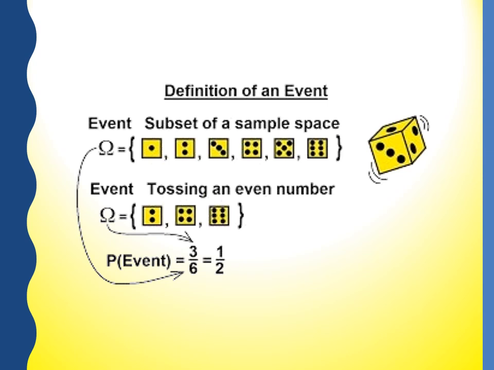Definition of an event. An event is a subset of a sample space. Here, in the experiment of rolling a die once, the sample space is 1, 2, 3, 4, 5, and 6. If our event is getting an even number, we have 3 faces that have an even number: 2, 4, and 6.